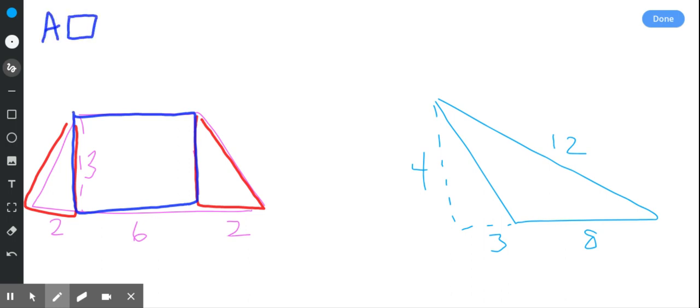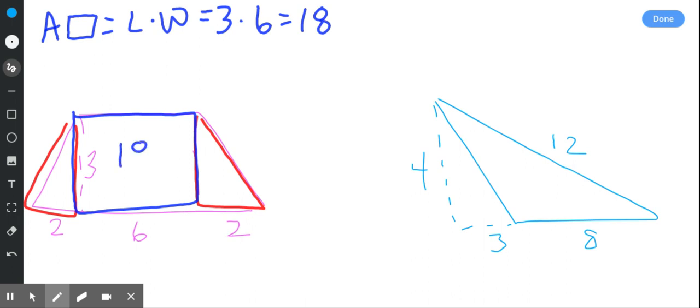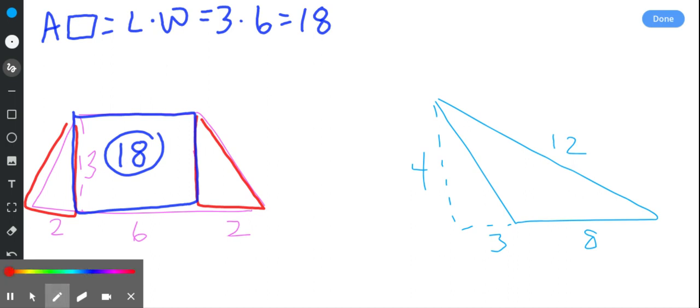The area of the rectangle is length times width. If you want to pause it and go ahead and find your length and your width and multiply them. And then you should have gotten 3 times 6, which is 18. So I'm looking at this area being 18. Okay. Now I need to find the area of my two triangles.